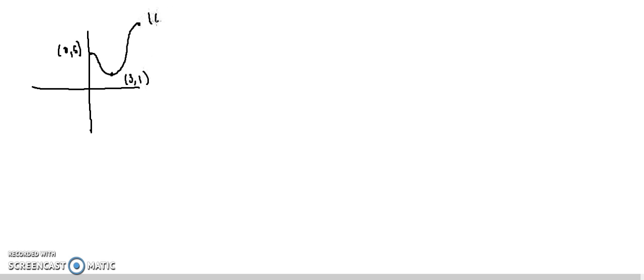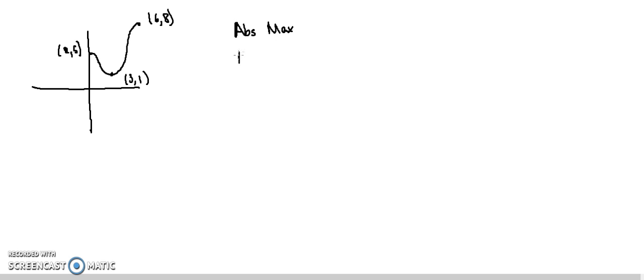It's a little bit different when you have endpoints. So let's say that we have this function. It's going to look like this. And here we have the point (0, 5). Here we have the point (3, 1). And here we have the point (6, 8). So (0, 5), (3, 1), and (6, 8) are our points. Let's look at our different maximum and minimum values.